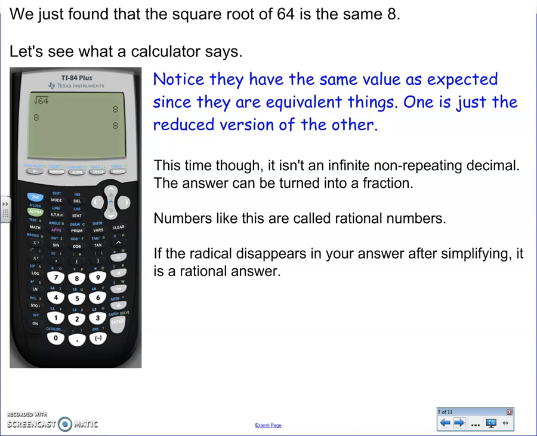Now this time, we did not get an infinite non-repeating decimal. The answer could be turned into a fraction. 8 can turn into 8 over 1. That counts as a fraction. Numbers like that are called rational numbers. And if the radical disappears in your answer after simplifying, it is a rational answer.